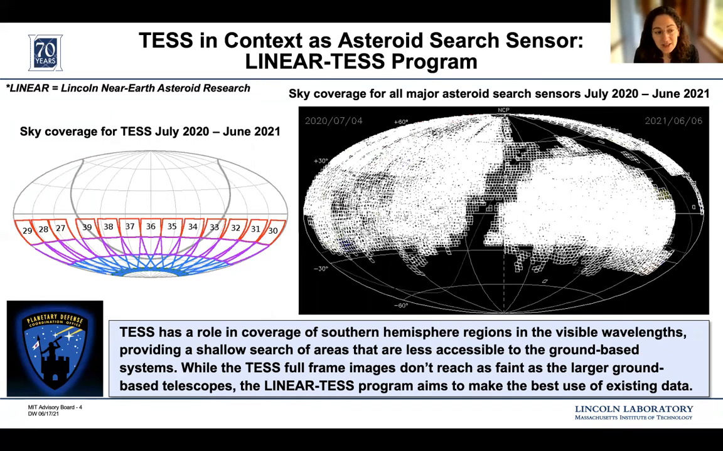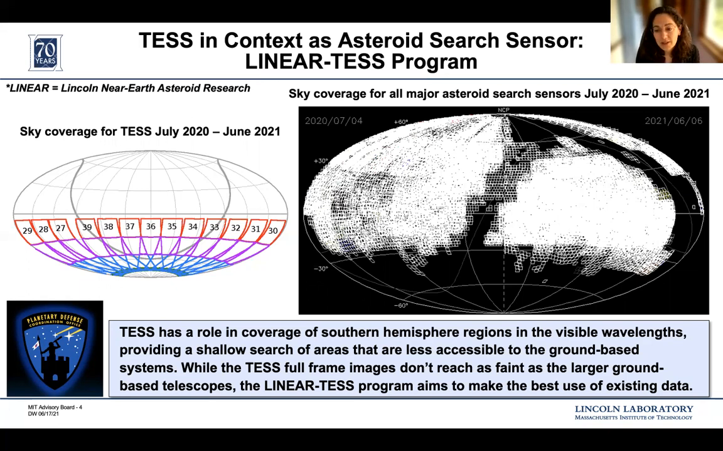Shown on the left is the sky coverage for TESS during year 3, July 2020 to June 2021. This looks similar for year 1. So TESS has very good coverage in the southern hemisphere during that time. Shown on the right is the sky coverage for all major asteroid search sensors for that same time period during year 3. As you can see, coverage in the southern hemisphere is most definitely lacking.